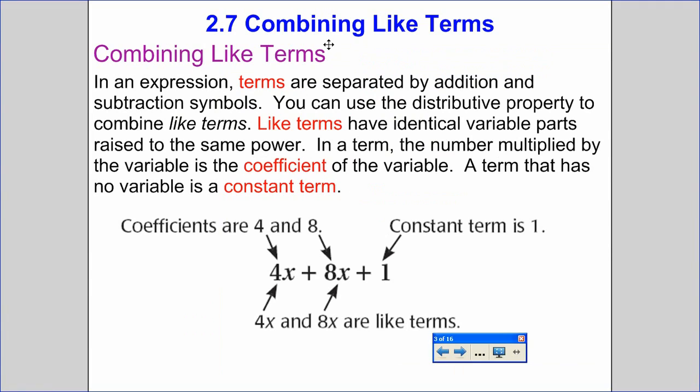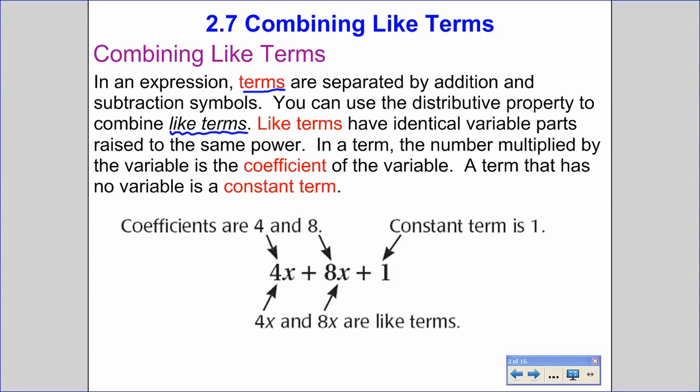Okay, today we're going to be talking about combining like terms. In an expression, terms are separated by addition and subtraction symbols. You can use the distributive property to combine like terms. To be like terms, they have to have the same variable and the same exponent on that variable.